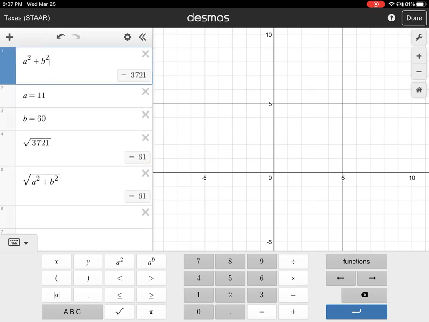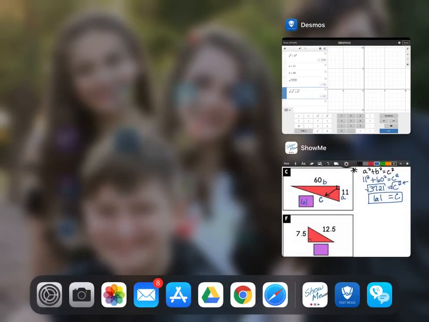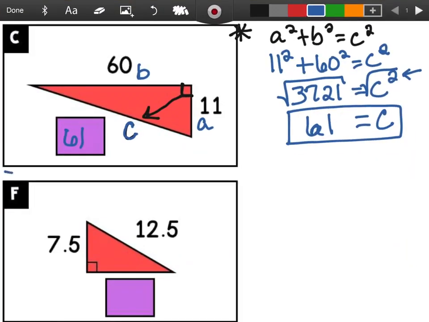You can do 11 squared plus 60 squared. You can break it up and make it smaller. Or again, you can use it like this and make it faster for you to do the math. Either way, totally fine, completely up to you. All right, so let's look at the next question.